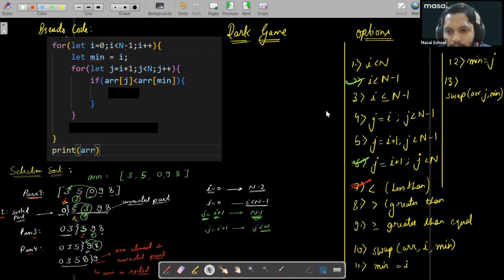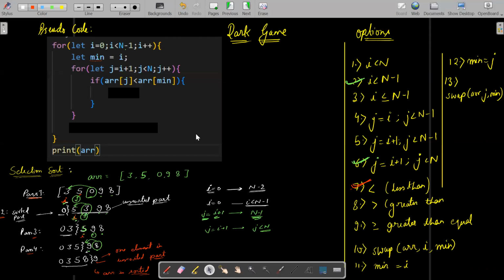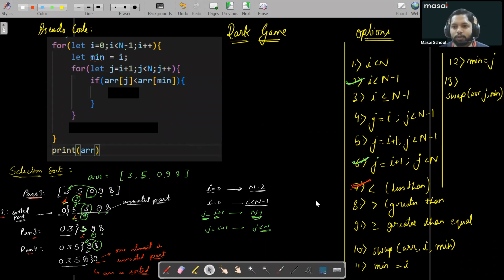Mayank Arya, can you simply unmute yourself? If array j is less than array minimum, then what I need to do? Then, sir, the minimum will be equal to j. Then minimum equals to j. Okay, so which option? 12th. Hello, am I audible? Hello, Mayank.